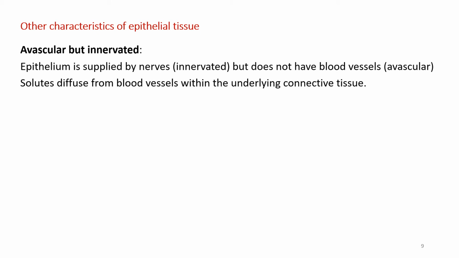Other characteristics: epithelial tissue is avascular. In other words, it doesn't have its own blood supply that extends into the epithelial tissue. There are no capillaries running through epithelial tissue. So it's avascular, but it is innervated. So in other words, it has nerves. We know this because of paper cuts.